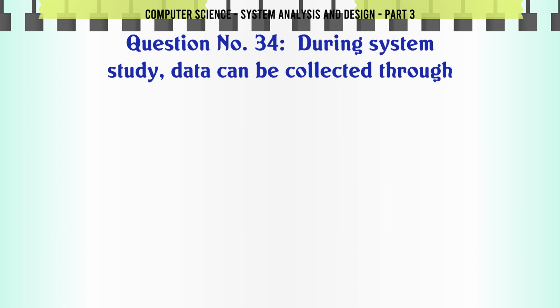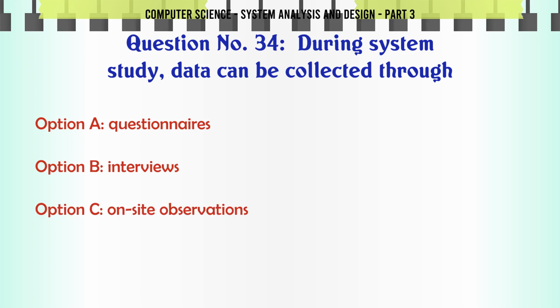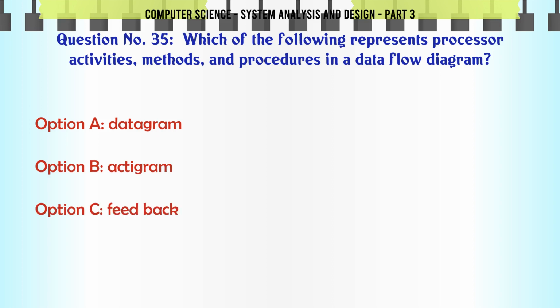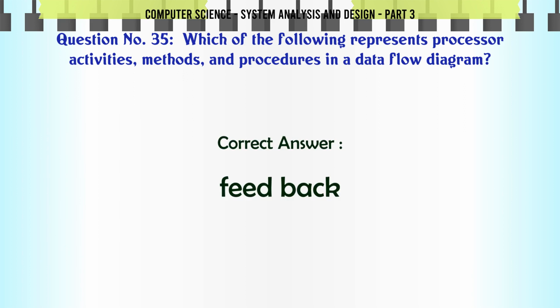During system study, data can be collected through A. Questionnaires, B. Interviews, C. On-site observations, D. All of the above. The correct answer is all of the above. Which of the following represents processor activities, methods, and procedures in a data flow diagram? A. Datagram, B. Actigram, C. Feedback, D. Flowchart. The correct answer is feedback.